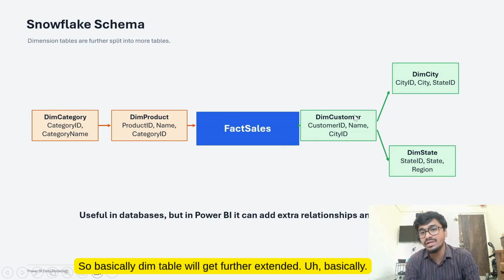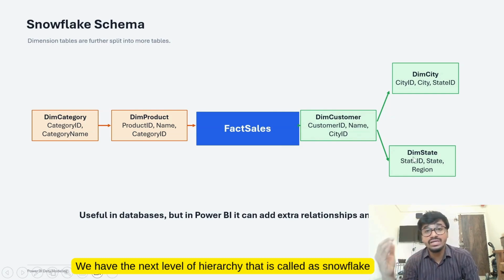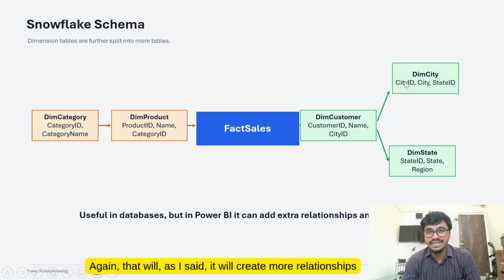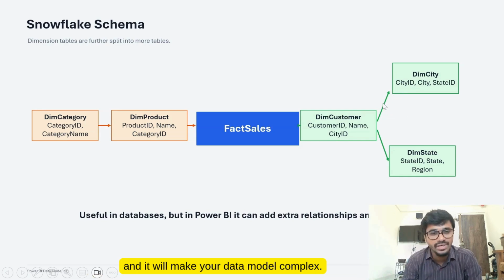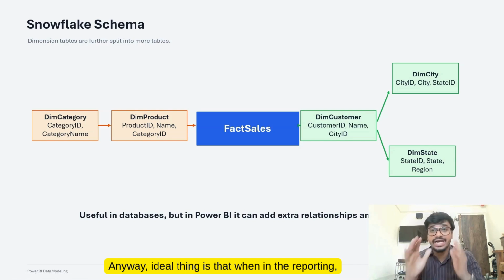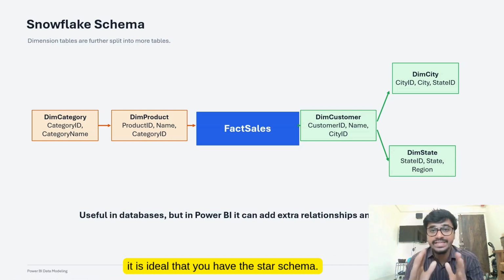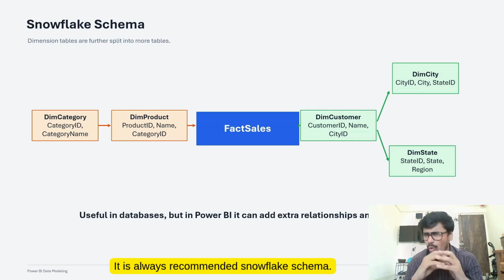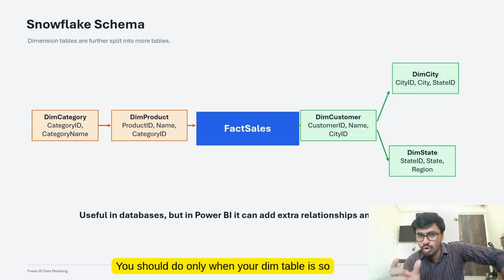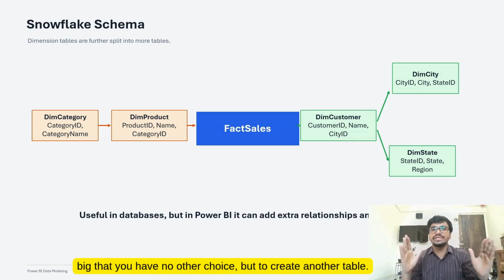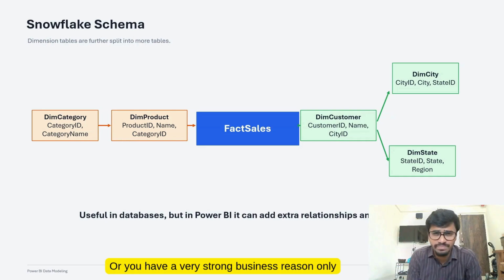So basically, the dim table will get further extended. With the dim table, we have the next level of hierarchy, which is called the snowflake schema. Again, as I said, it will create more relationships and make your data model complex. Anyway, in reporting the ideal thing is to have the star schema. It is always recommended. You should use a snowflake schema only when your dim table is so big that you have no other choice but to create another table, and that way you can have the snowflake schema.